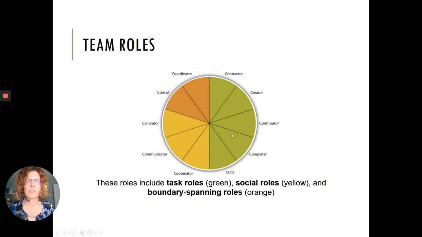Those in green, these are task roles. These right over here: contractor, creator, contributor, completer, critic. The social roles, these are the ones in this kind of icky yellow: cooperator, communicator, calibrator, and then finally the boundary spanning roles. These are in the orange, the person doing the consulting and the coordinator. And again, brief descriptions in the text articulating what these are all about. Key point, all of these have to get done.